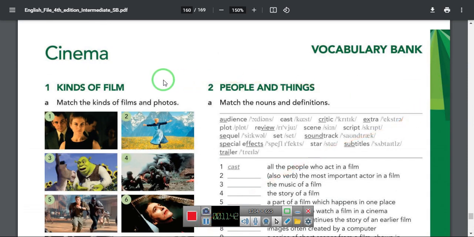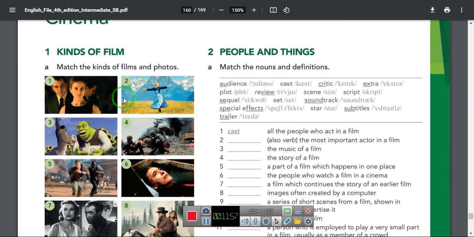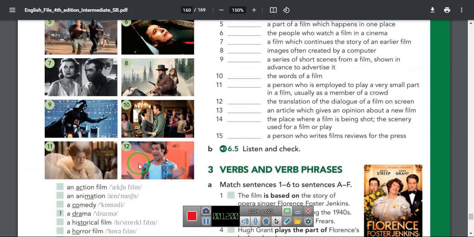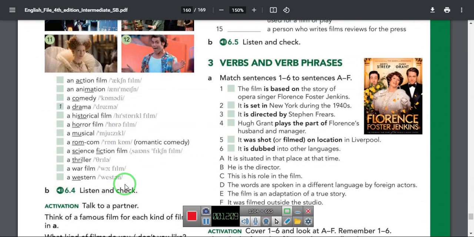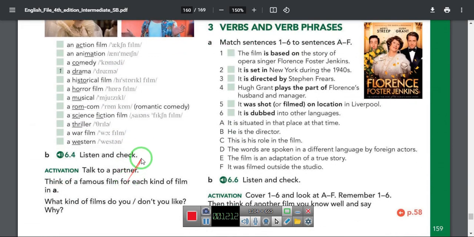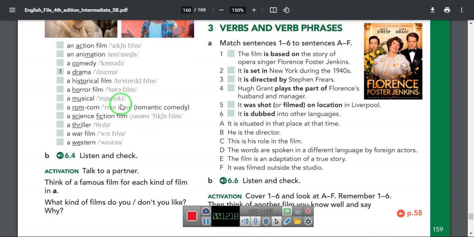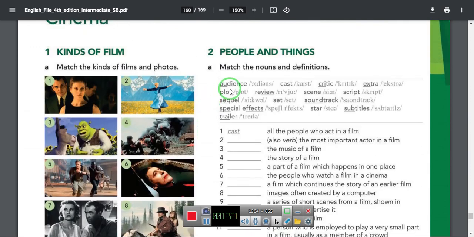Okay, cinema, and the first assignment is about kinds of film. Итак, первый раздел – жанры фильма. We do matching as usual, kinds of films and photos. У вас есть фотографии, 12 of them, and the description of the genre. Please do matching. Сопоставьте фотографии с жанрами фильмов. Please be ready to know the Russian version. Пожалуйста, будьте готовы знать и русскую версию.